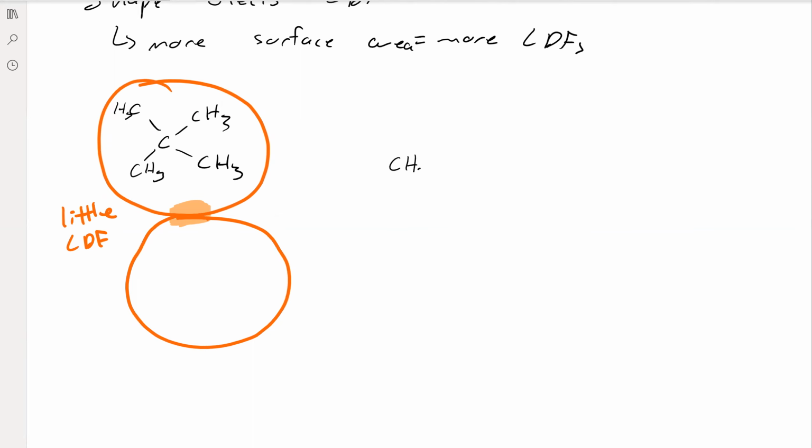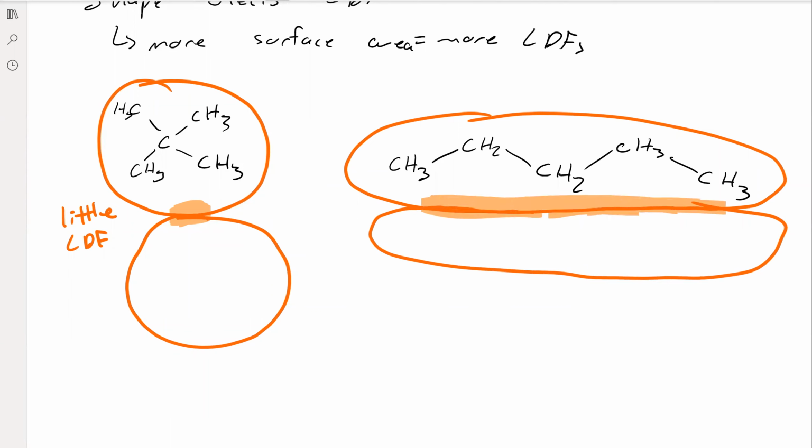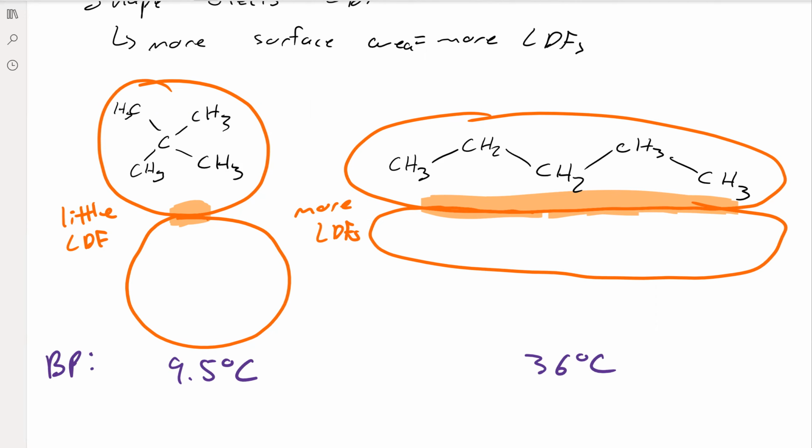Whereas something that's more of a linear chain molecule, right? These two are constitutional isomers, which means that they have the same atoms, just the bonding is different, right? If we draw the overall shape of this one, it'd be more oval-like, and we'd have more surface area. And so you can think about the area where these London dispersion forces can happen, it's much greater. And that corresponds to the boiling point. So for example, the boiling point of the compound on the left is 9.5 degrees Celsius, while the boiling point on the right is 36 degrees Celsius, indicating that the molecule on the right has more or stronger London dispersion forces.